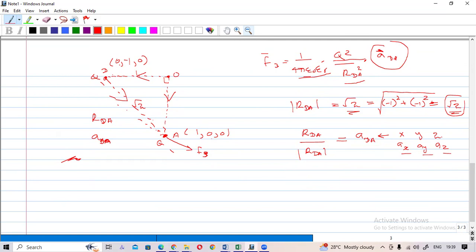Okay, if you consider that one, this is F3. Now if you consider this one plus this one is equal to this one. Now tell me, what is this unit vector? What is this unit vector? I need that answer. Just give me the answer.